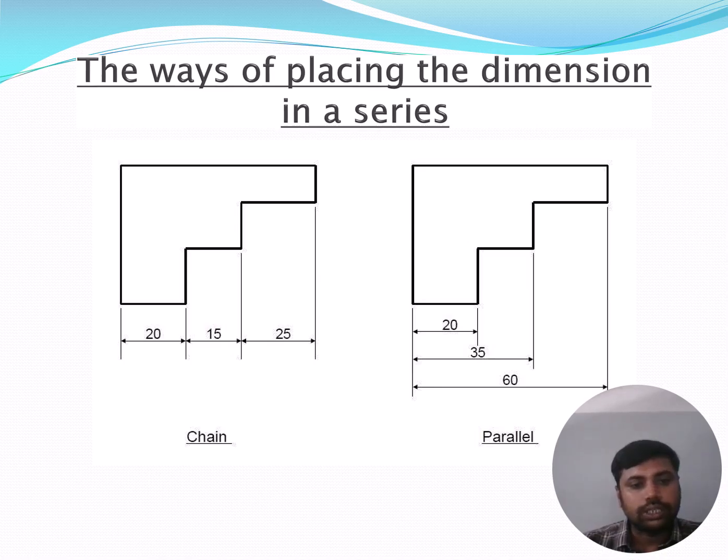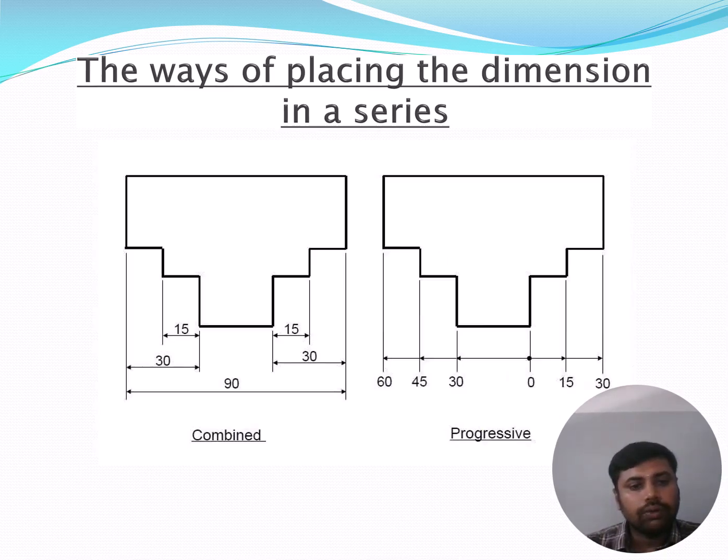Then this is the placing of dimension series. Chain dimensioning is given on the left-hand side, that is 20, 15, 25. Everything will be denoted using a chain. Then parallel, we can use one by one. In parallel, we can take from the left-hand corner or the right-hand corner, and give from that place to the end of the area of the drawing. Then combined, we can give both combined dimensions. Then progressive, we can give the progressive dimension from each and every area. We can take 0 from one side, then give 30, 45, 60, like that. That is progressive dimensioning.